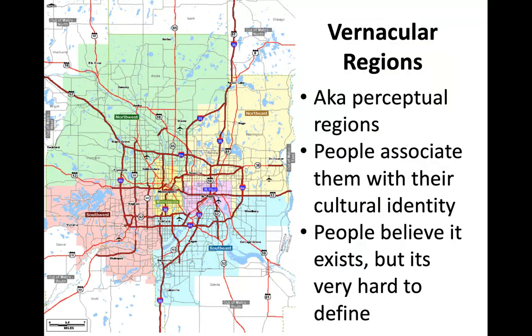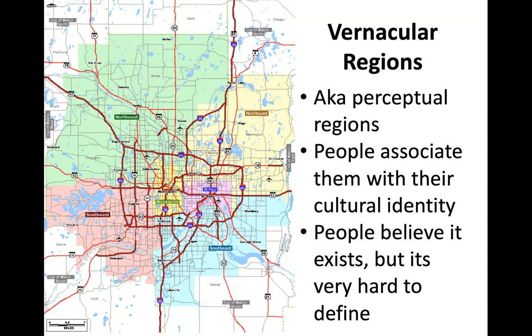The last type of region is a vernacular region. Vernacular regions are also known as perceptual regions. These are regions that people associate with their cultural identity. Vernacular regions exist because people believe that they exist, but are very hard to define.